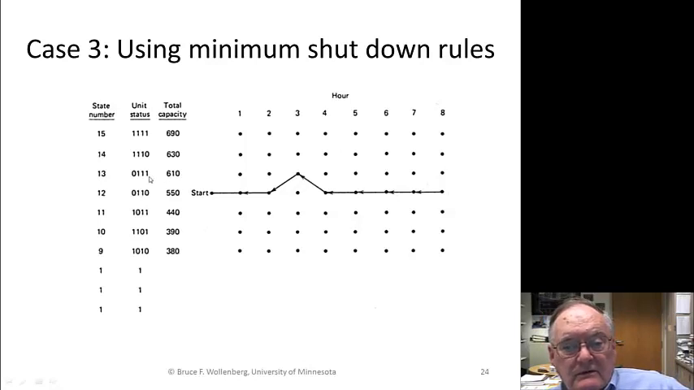I could turn the fourth unit on, and then turn it back off. That one worked okay, but this one wouldn't allow me to shut down. So the minimum up and down rules affect the operation very strongly here.